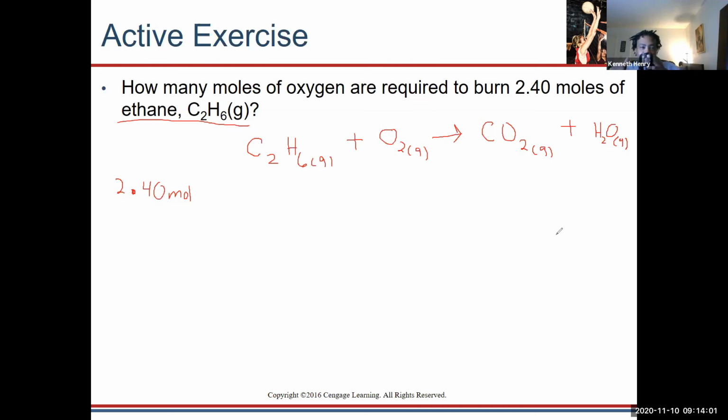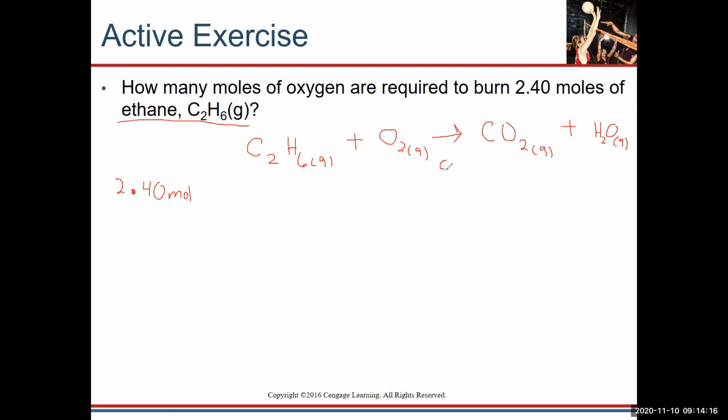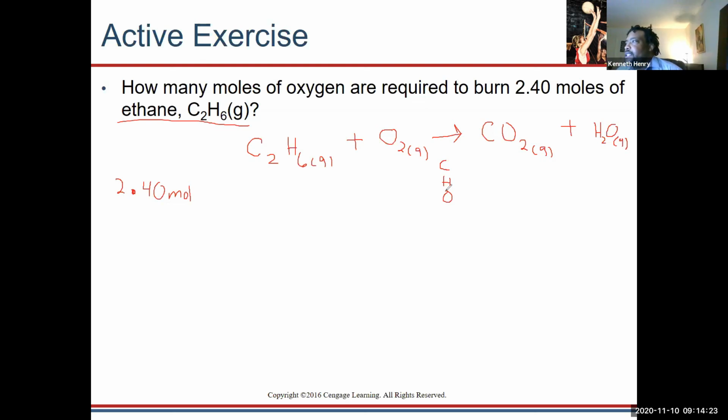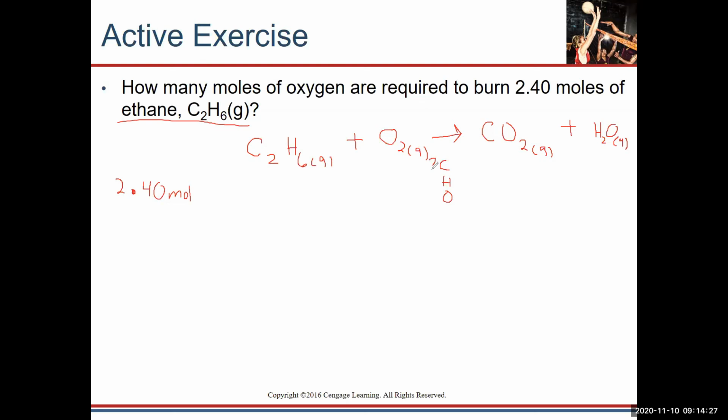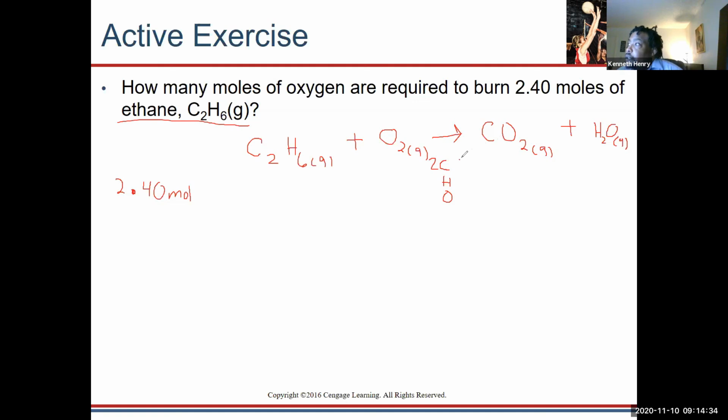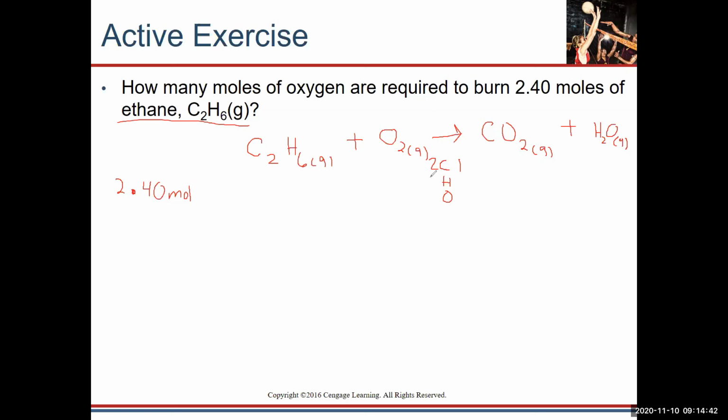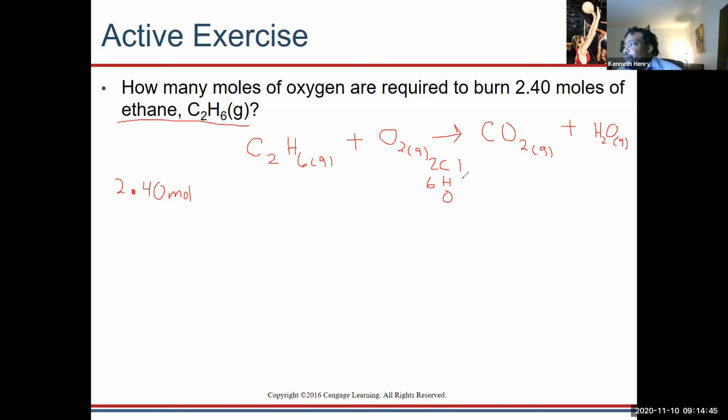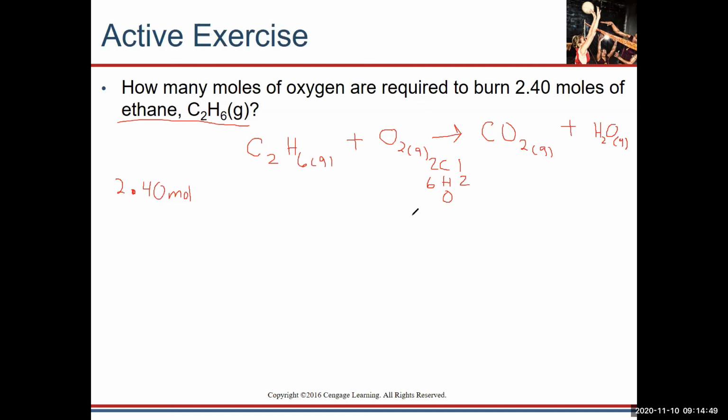Okay, so is this balanced? No. Okay, let's balance it. What is my next step to balance it? The C, H, and O, and we figure out how many they have. So how many carbon on the reactant side? 2. Product side, 1. Hydrogen, 6, and on the product side, 2. Oxygen, 2, and the other one 3. Okay. Good.